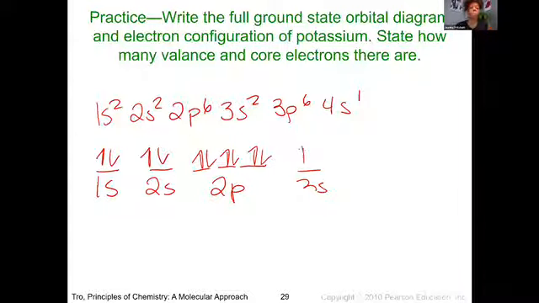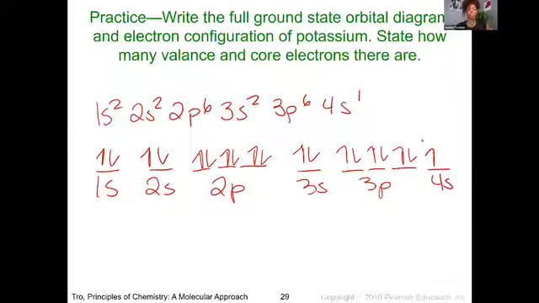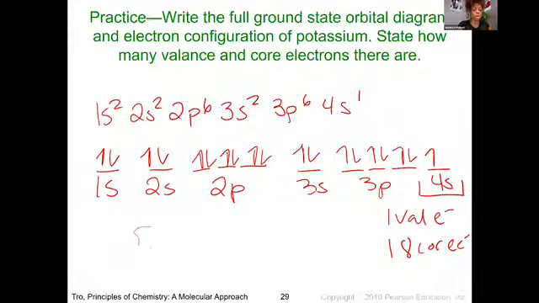3s, 1 orbital, up and down. 3p, 3 orbitals, up, up, up, down, down, down. And then 4s, 1 orbital, 1 electron. For our valence, we know it's going to come off that outermost shell, not necessarily the last thing we write, but the highest energy level. So we would say there's 1 valence electron and then 18 core electrons. Noble gas configuration would look like argon and then 4s1. Okay.